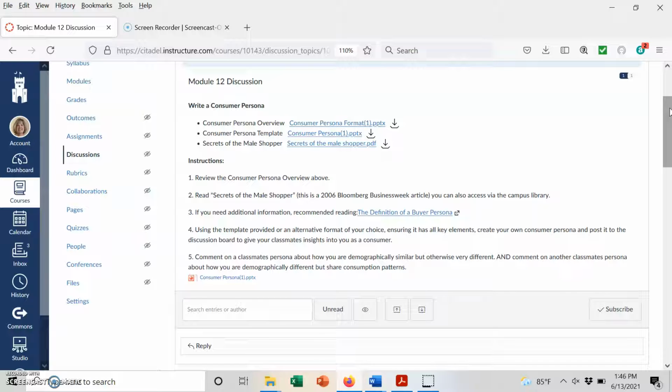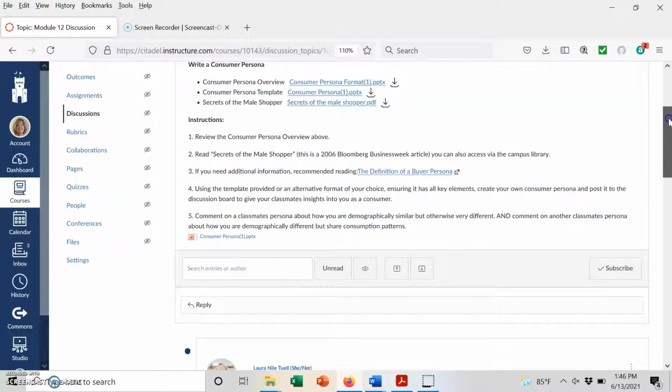Create your own consumer persona and post it to the discussion boards that give your classmates insights into you as a consumer. So if anybody in the class is in sales, they might know how and whether to target you. And then in your comments or your feedback, comment about how you are demographically similar but otherwise different, and how you are demographically different but also similar.